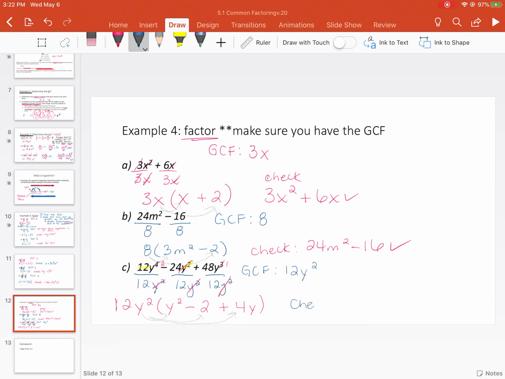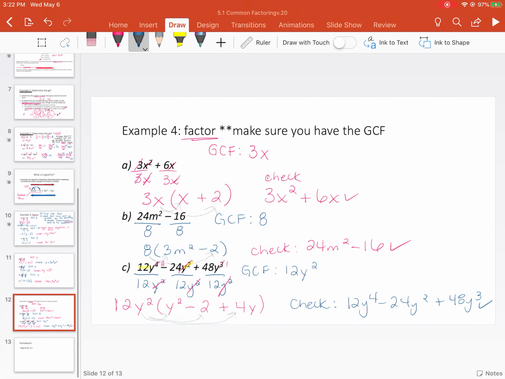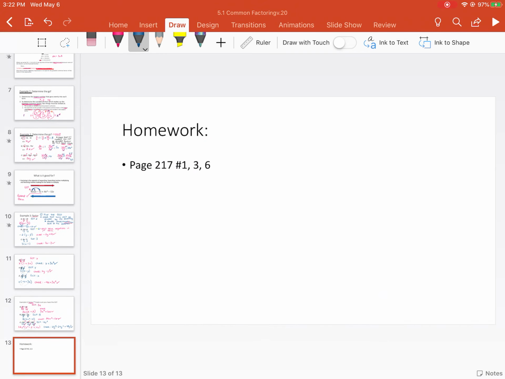And then when you're doing a test, you can check. So 12y squared times y squared is 12y to the power of 4. 12y squared times -2 is -24y squared. 12 times 4, again, if you're not sure, just do it in a calculator, is 48. Y squared times y is y cubed, which is the question.